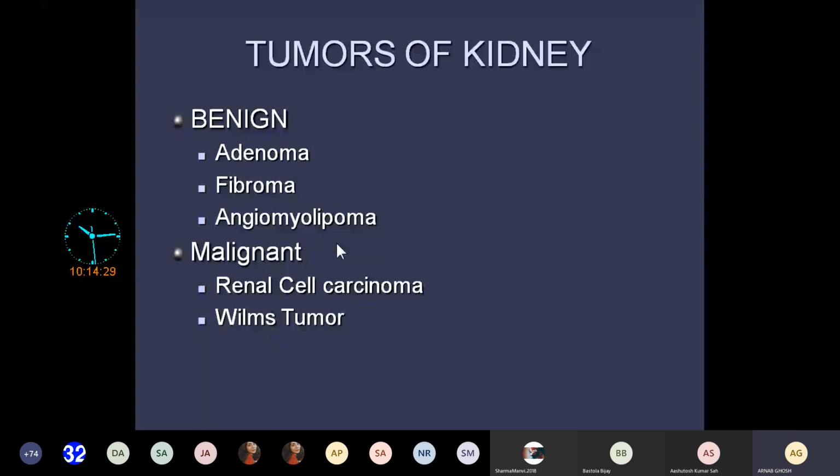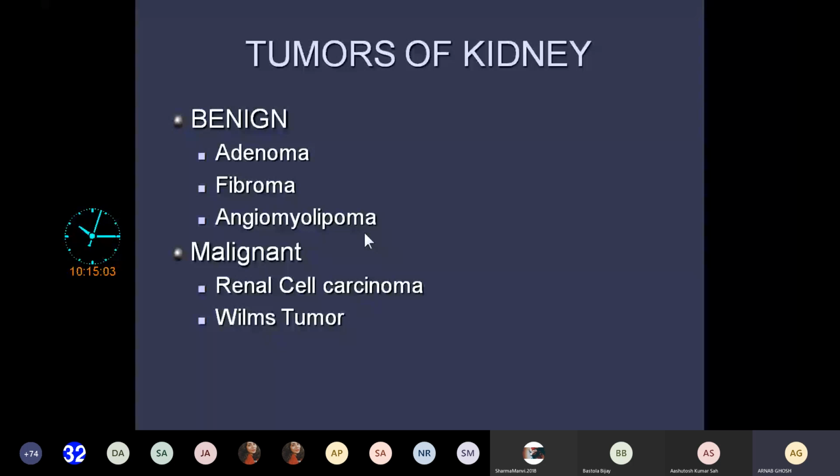Under malignant tumor, two things are there in your syllabus. One is renal cell carcinoma and another is Wilms tumor. So we don't have to discuss the benign tumors further. Later, when we study at a higher level on the clinical side, or in postgraduation, you'll come to know there are a lot of other tumors in kidney, but these are the important ones at your level.